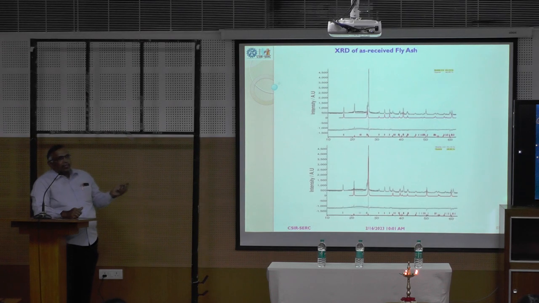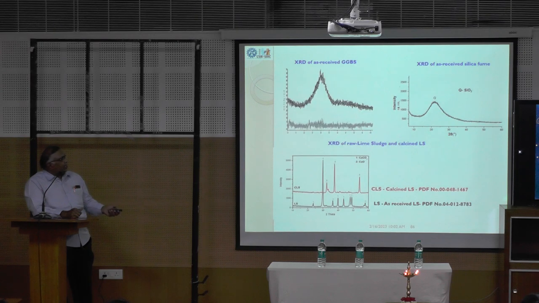Okay, this is an X-ray of fly ash. This is a fly ash X-ray, this one. We have to work out what it contains. Mullite is nothing but SiO2 Al2O3. Quartz is SiO2. This way you have to pick, identify and match it.